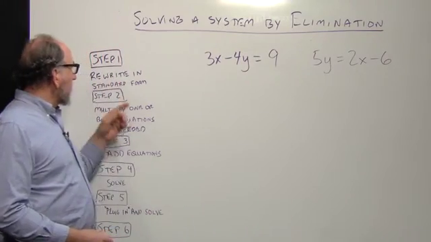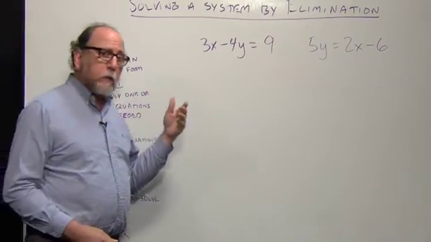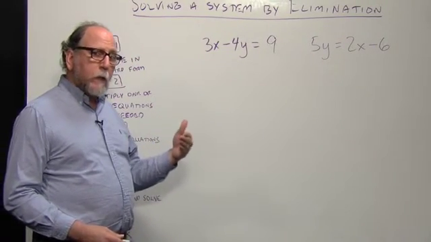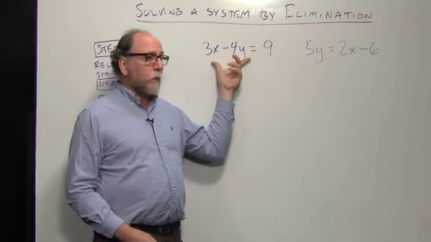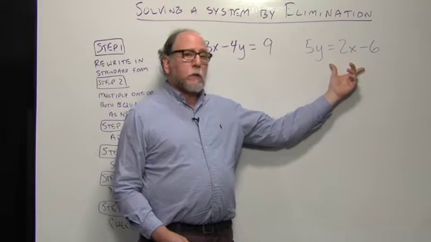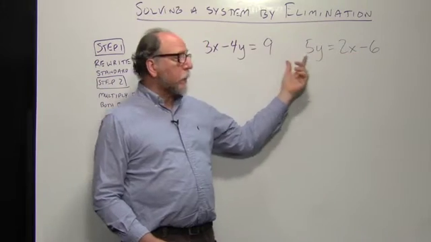So the first step is to rewrite these equations in standard form if they're not already in that form. Remember, that standard form is ax plus by equals c. So this one is already in standard form: 3x minus 4y equals 9. But the second one is not. The x term is in the wrong place. It needs to be on the left.